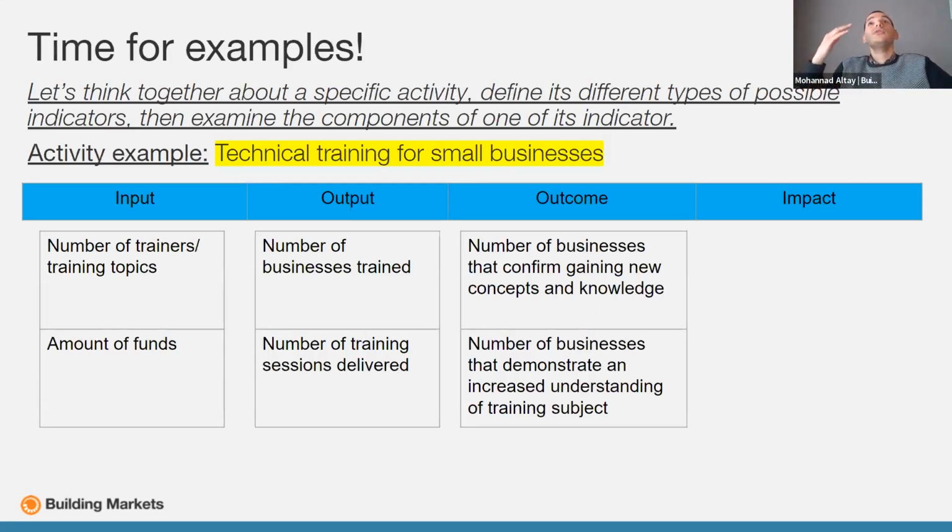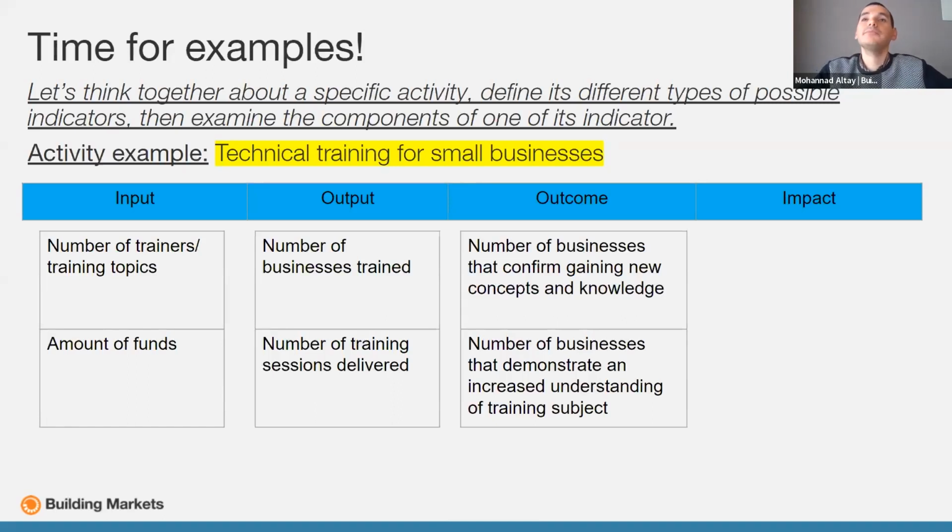So the first positive change we expect is that the businesses will say, yes, your training was useful, I learned new concepts, I gained new knowledge. This is how we will measure the outcome of a training session. Another idea for the outcome indicators is the number of businesses that demonstrate an increased understanding of the training subject. Again, this means the businesses that say, yes, I gained new knowledge.